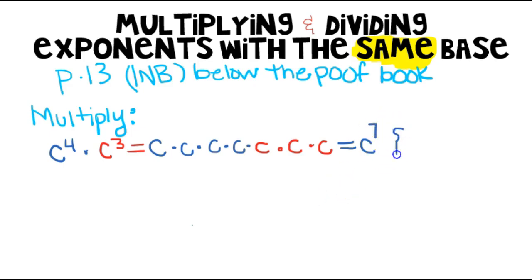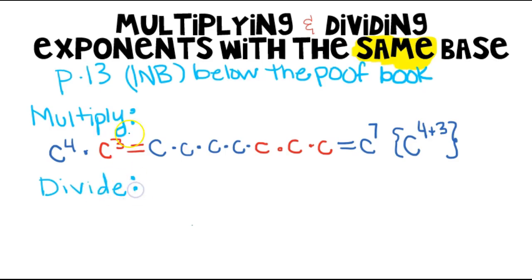What we can do is we can also say c to the 4 plus third power. So when you're multiplying same base exponents, all you need to do is add the exponents. Now let's try a division problem. You should be writing this down with me.